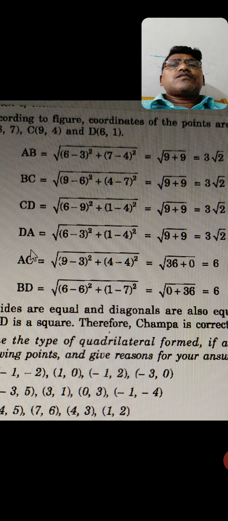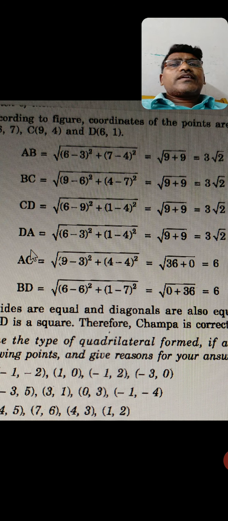I mean angles also, but we are not considering the angles in this chapter, only sides. Here all the sides are equal in a rhombus, as well as in a square, but the lengths of the diagonals are not equal in the rhombus, and the lengths of the diagonals are equal in the square. So here you are clear on that one.